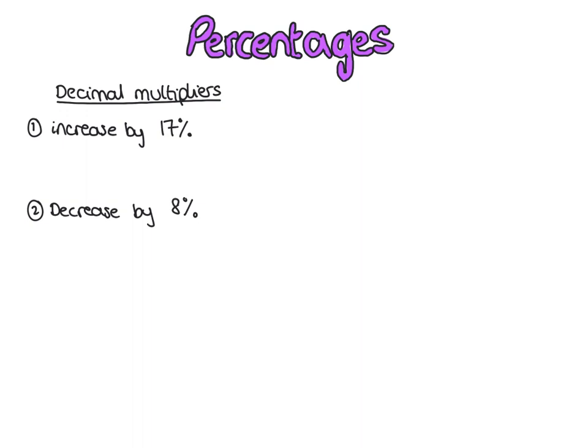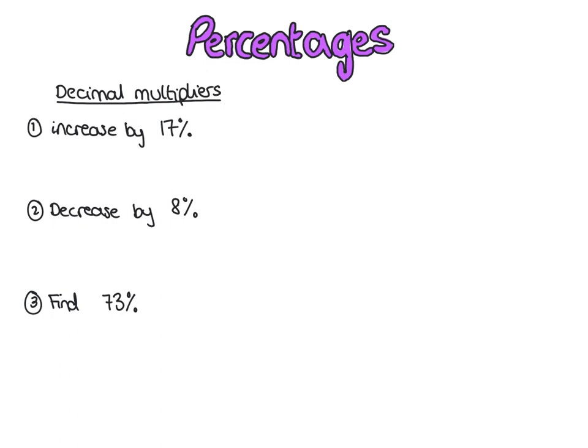So the first example we're going to look at is decimal multipliers. These are really important for lots of different percentage questions. What a decimal multiplier means is finding the decimal by which you can multiply a number to perform a percentage increase or decrease or find a percentage. And it's important to distinguish between all three of those because they are different.